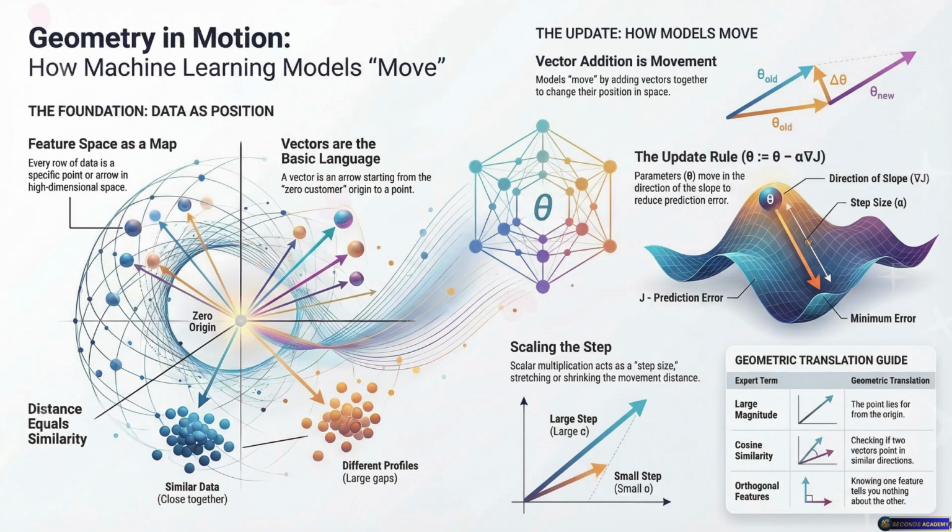You walk from the origin out to the tip of the first arrow. From that exact resting spot, you draw the second arrow and walk to its tip. The final destination is your new coordinate. You have physically moved through the space.